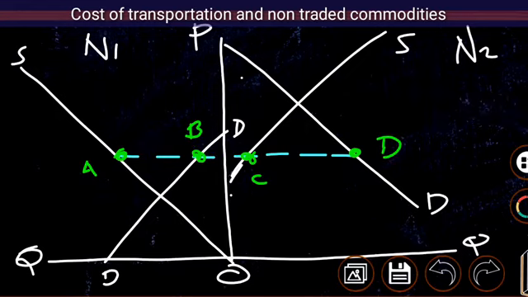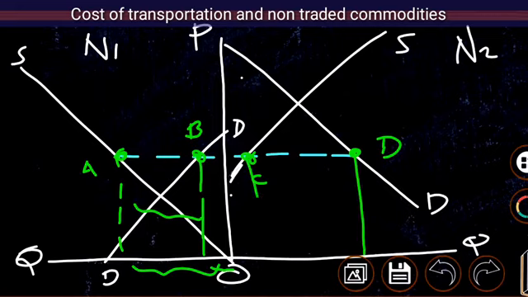Here nation 1 alone is producing a particular quantity, that is, they are producing this much quantity. Out of this they are consuming only this much, and the remaining quantity is being exported to the other country. In the same manner, nation 2 is consuming this much quantity, they are producing only this much quantity, and this much amount is being imported from nation 1.